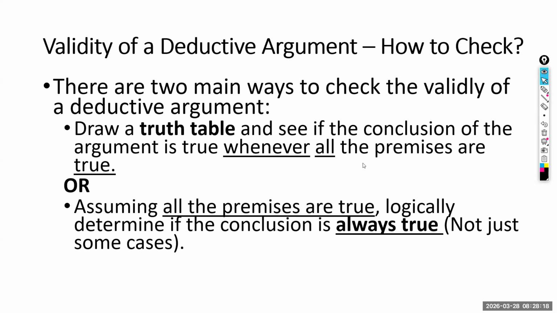First approach is mechanical approach, right? It always gives you the correct answer, but little bit like a machine, you do it. But when the argument is very complicated, this is very quick approach. So this is how you do it. Draw a truth table and see if the conclusion of the argument is true whenever all the premises are true. Right? If you don't understand, when we do an example, you will understand.